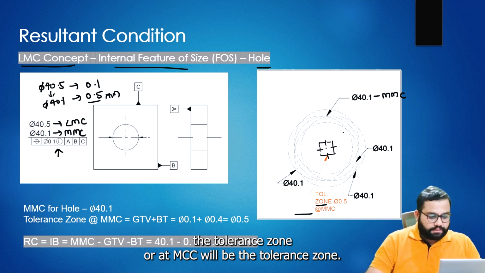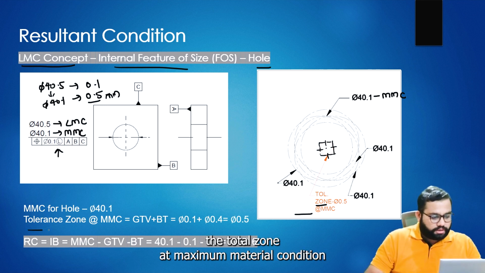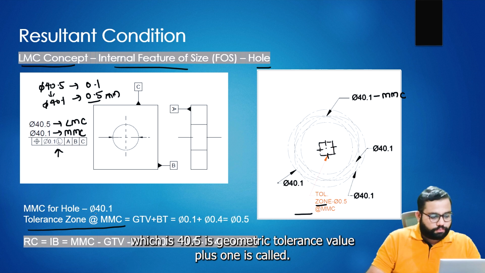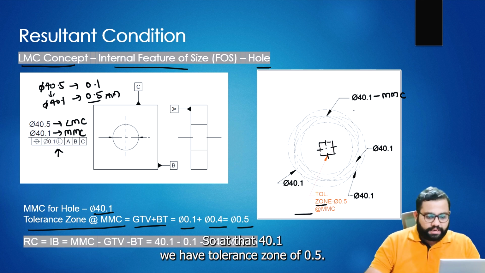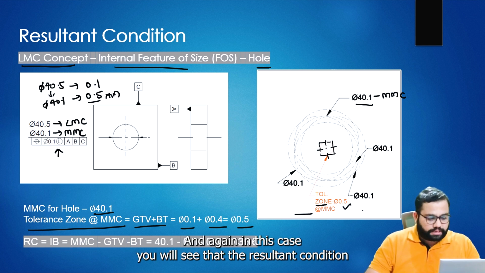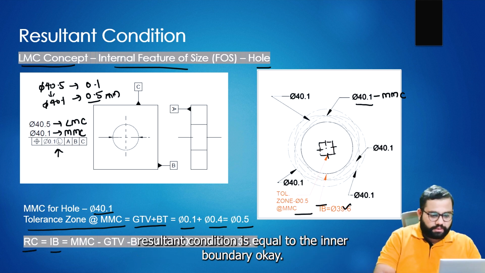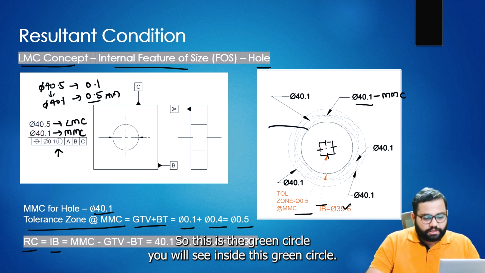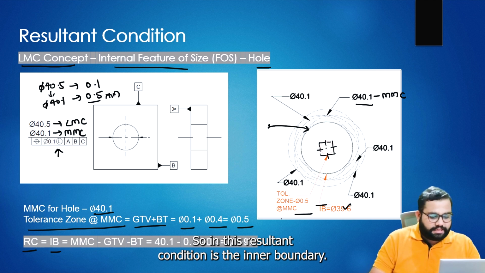After manufacturing all the holes, you will see the tolerance zone at maximum material condition, which is dia 40.1, is the geometric tolerance value plus bonus tolerance. So 0.1 plus 0.4 is 0.5 mm. At dia 40.1 we have a tolerance zone of 0.5 mm. Again, in this case you will see that the resultant condition is equal to the inner boundary. This is the green circle; inside this green circle, the resultant condition is the inner boundary.